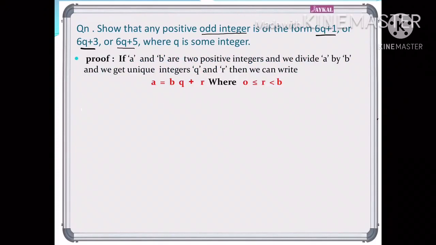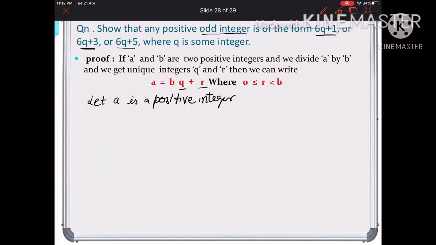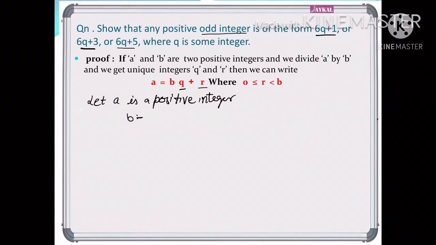If we have two positive integers a and b and we divide a by b, then a can be expressed as b into quotient q plus remainder r. Let us start by taking a as a positive integer. Let us apply this Euclid division lemma by taking b equal to 6.